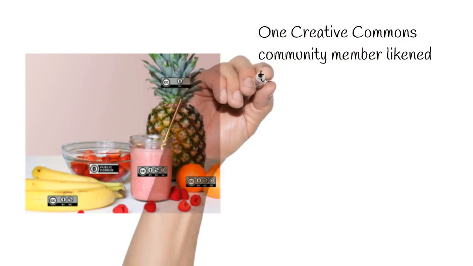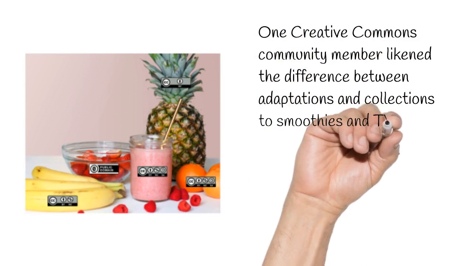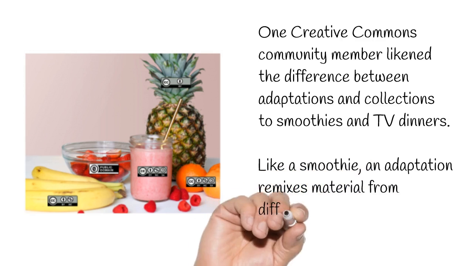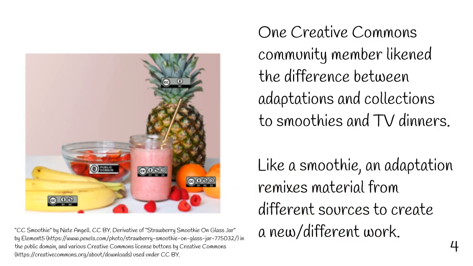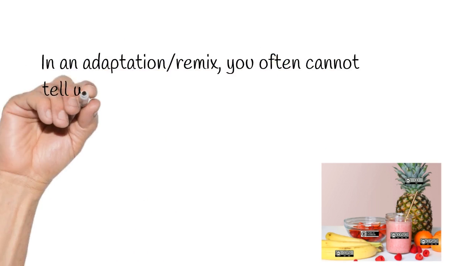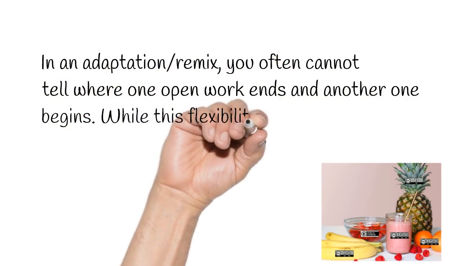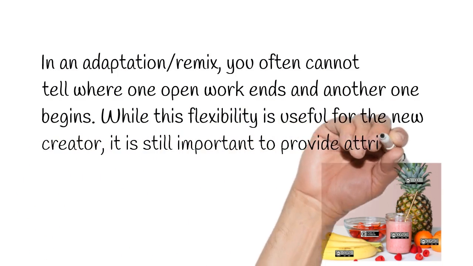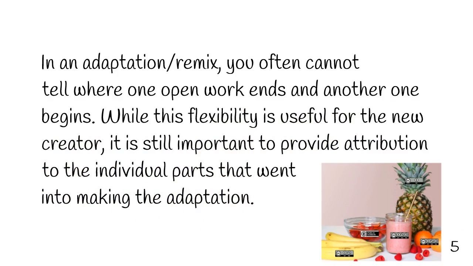One Creative Commons community member likened the difference between adaptations and collections to smoothies and TV dinners. Like a smoothie, an adaptation remixes material from different sources to create a new or different work. In an adaptation or remix, you cannot often tell where one open work ends and the other one begins. While this flexibility is useful for the new creator, it is still important to provide attribution to the individual parts that went into making the adaptation.